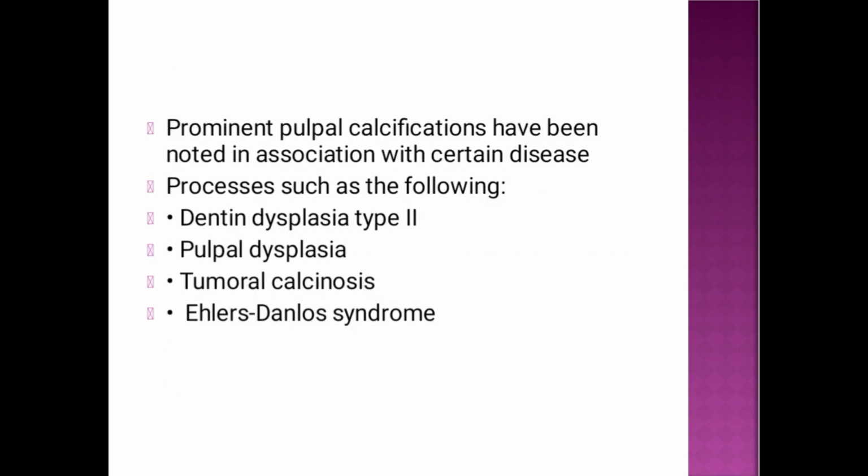Basically, pulpal calcification you can see in dentine dysplasia type 2, pulpal dysplasia, tumoral calcinosis, and Ehlers-Danlos syndrome. These are the following conditions which show this type of calcification.